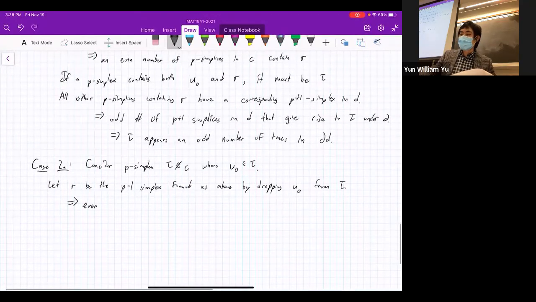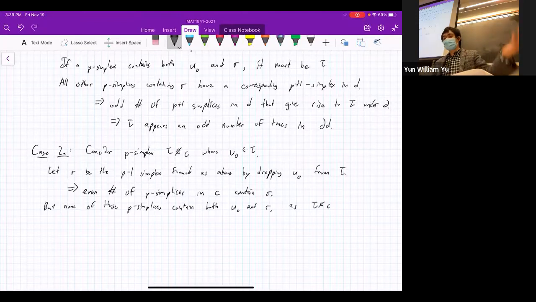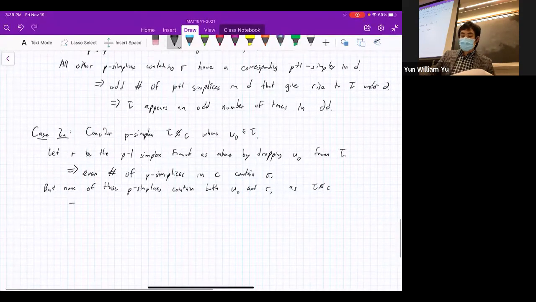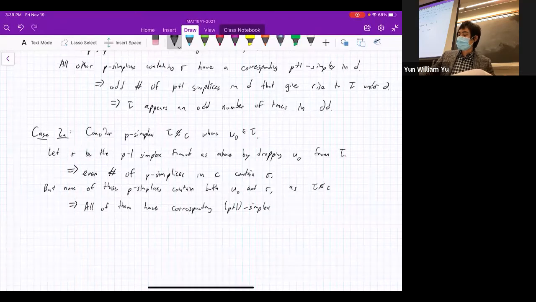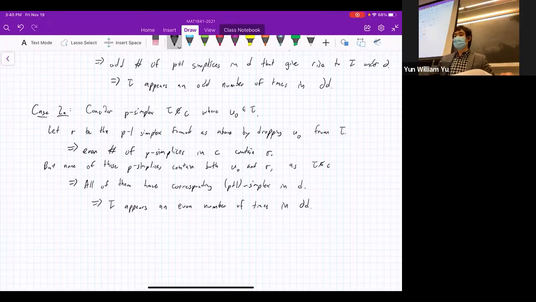And of course, our logic above showed that there are an even number of p-simplices in C that contain sigma. But none of these p-simplices contain both u0 and sigma, because tau is not in C. And as you just said, the p-simplex containing u0 and sigma is exactly tau. Which means that all of them have a corresponding (p+1)-simplex in B. But there are an even number of them, so this implies that tau appears an even number of times in DD. And if it appears an even number of times, that means it doesn't appear, so that proves this case.